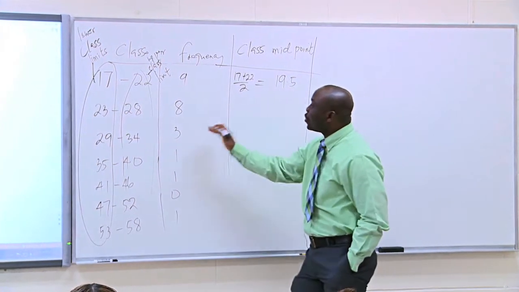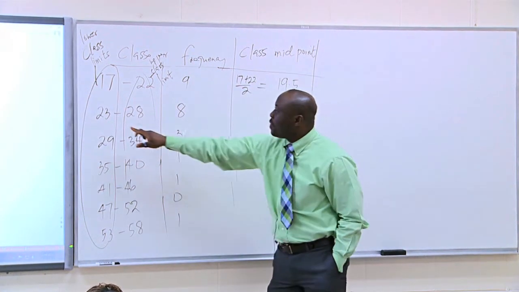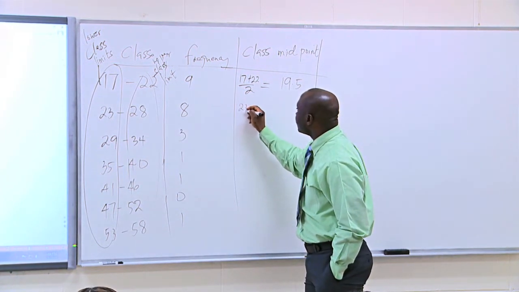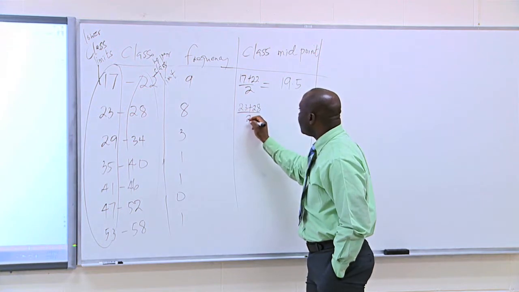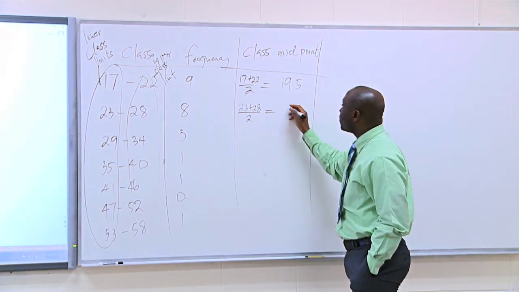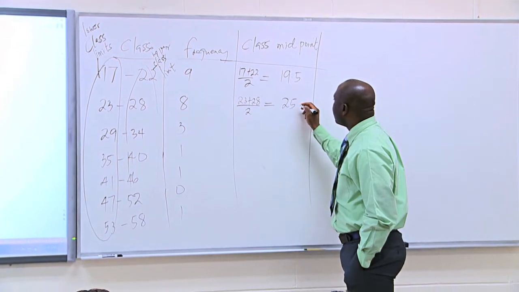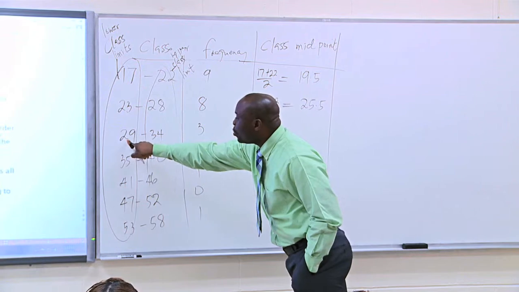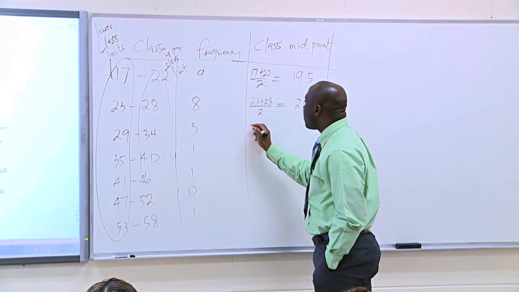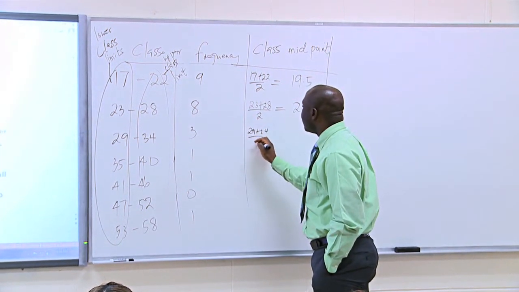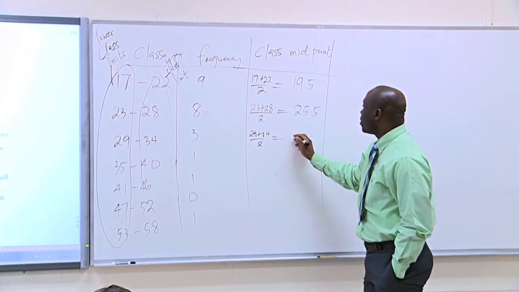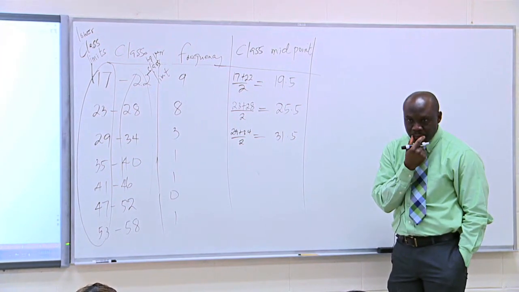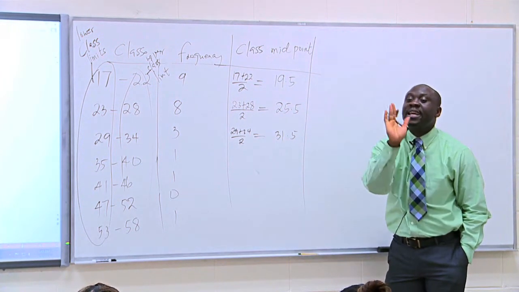That's what we have. So if you want to find a class midpoint for the next class, it will be 23 plus 28 divided by 2, which is 25.5. The next will be 29 plus 34 divided by 2. 31.5. Yep. If you are finding the class midpoint, yes.